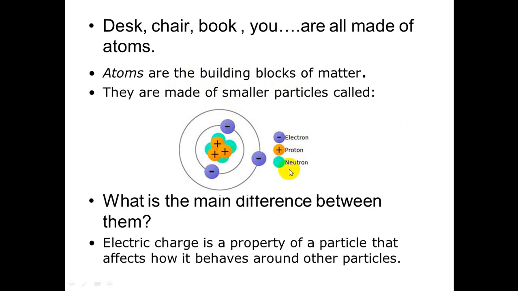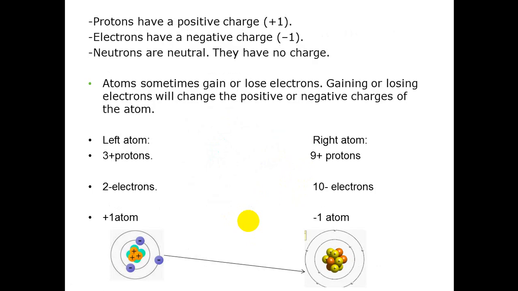We have to know that there is a main difference between them. This difference is called electric charge. Electric charge is a property of a particle that affects how it behaves around other particles. Protons have a positive charge, positive 1 for each proton. Electrons have a negative charge, negative 1 for each electron, and neutrons are neutral, they have no charge.